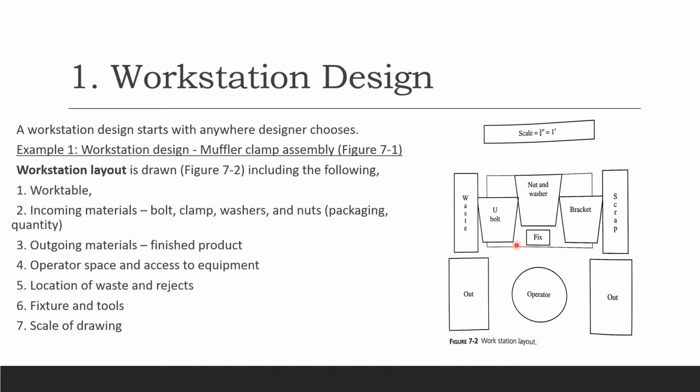So you can start your design anywhere you want to start. And we draw the layout, and we include the work table and then incoming materials like bolt, clamps, washer, nuts, packaging quantity, etc. And outgoing materials as your finished product. And we have our operator space and access to the equipment, location of waste and rejects. We have fixture and tools, and you definitely want to make sure you use the correct scale for your drawing. So this is what a workstation layout looks like.